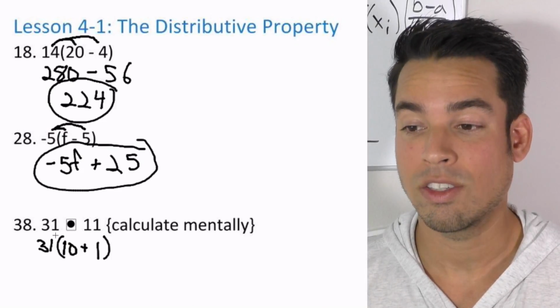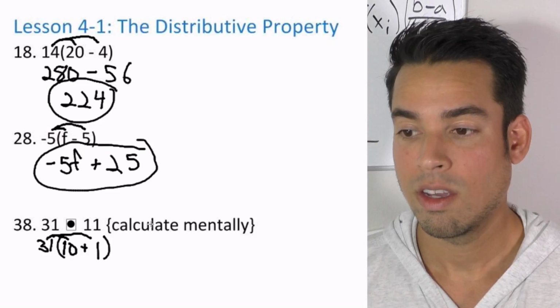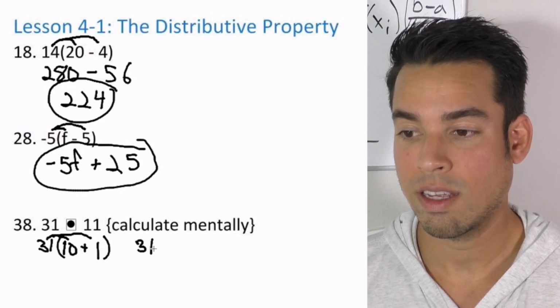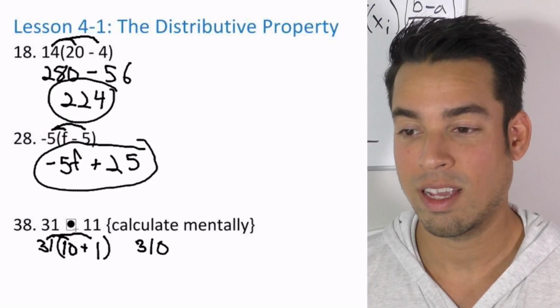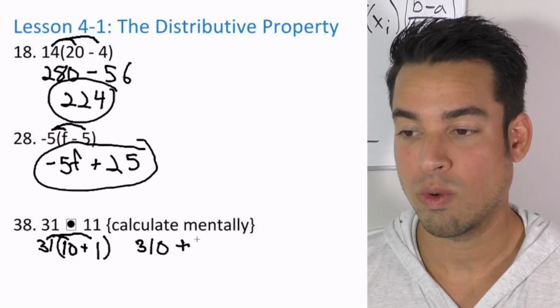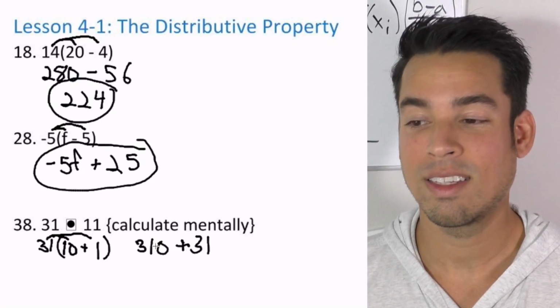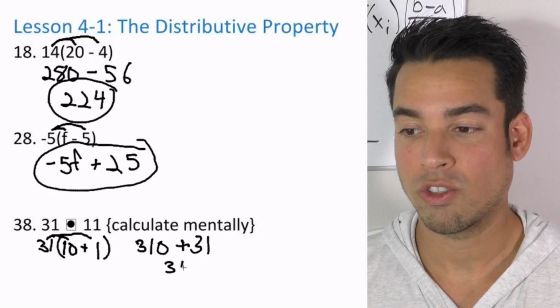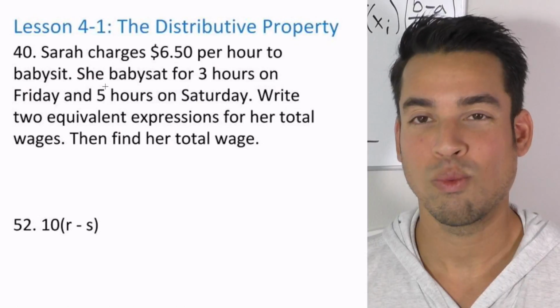Now, this is a lot easier, because if we jump over here and multiply first against the 10, we get 310. 10 times any number just adds on a 0. So we got 310 plus what's 31 times 1? Well, it's just 31. Now we can add these much more easily, and this becomes 341. So that's how you would calculate that mentally. And now let's go on to the word problem.